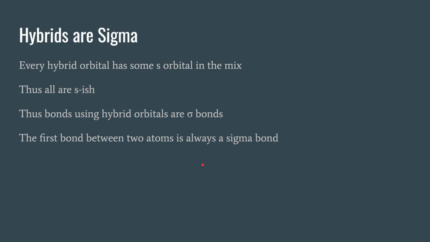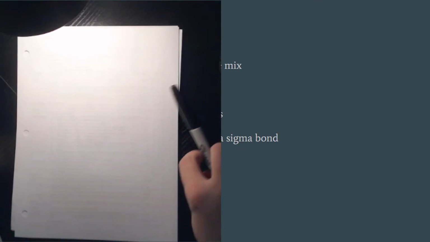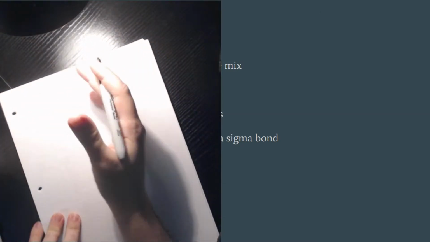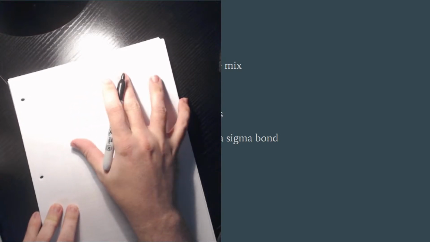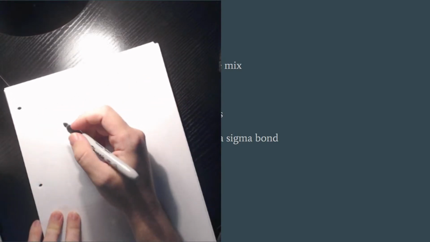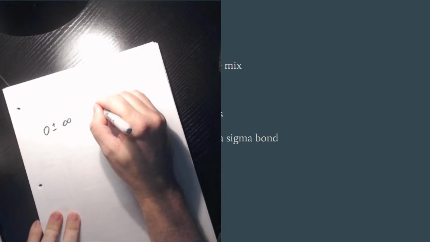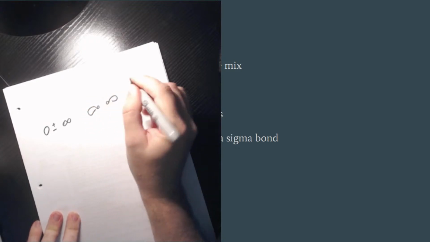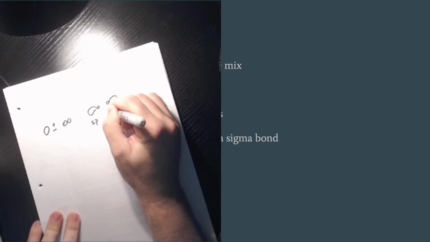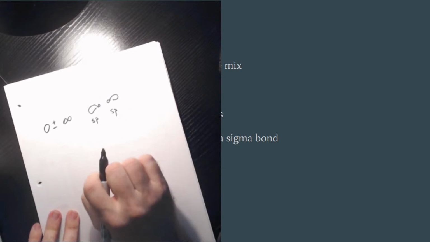Okay, so every hybrid orbital has some s orbital in the mix. Remember that. A hybrid orbital, to make that, we combine multiple orbitals. So this is how, according to hybrid orbital theory, we get our more complicated geometries. So we have an s orbital plus or minus a p orbital, which gets us these two hybrid orbitals, each one of which is sp.